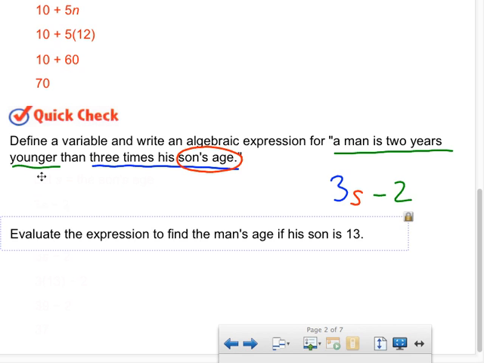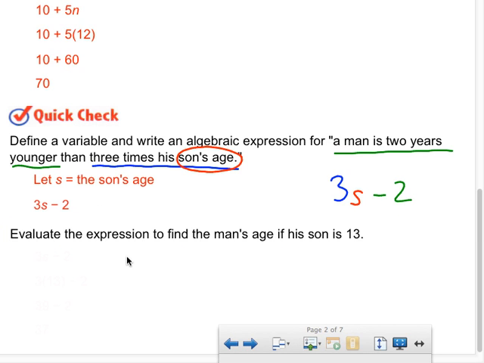Zach. So Zach, can you tell me, once you had that expression, did you evaluate it? Okay, let's go and evaluate it. So here's my expression. I'm going to replace the s with 13. And Zach, you could probably mentally do this. What's it going to be? What's this part going to be?